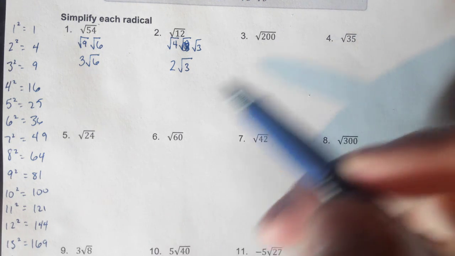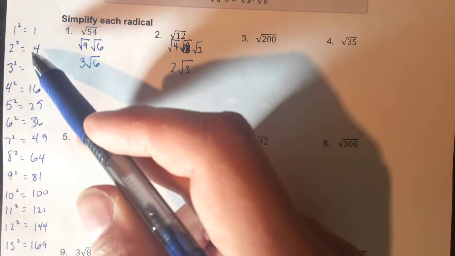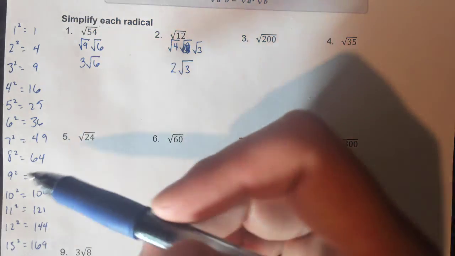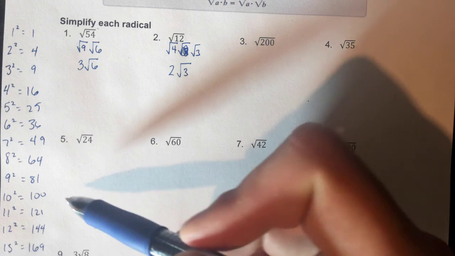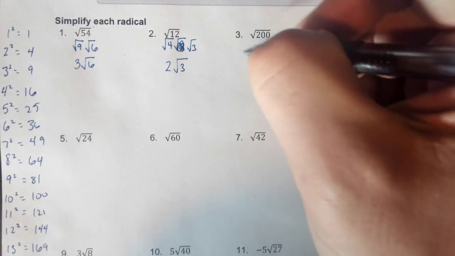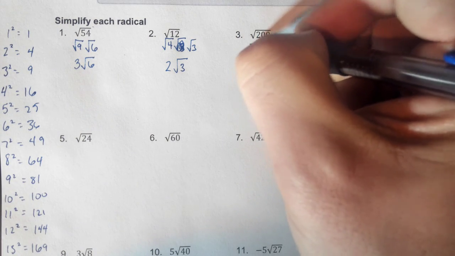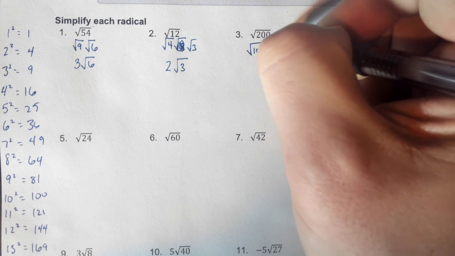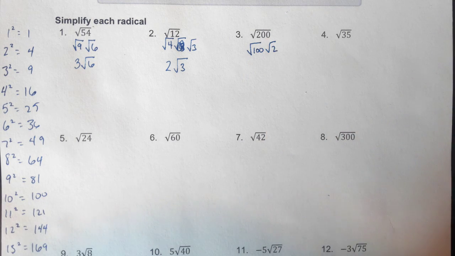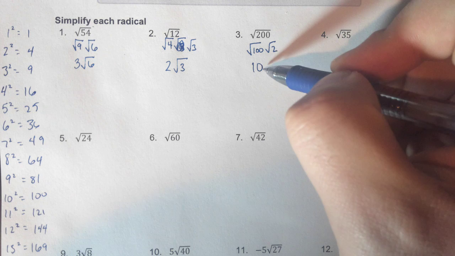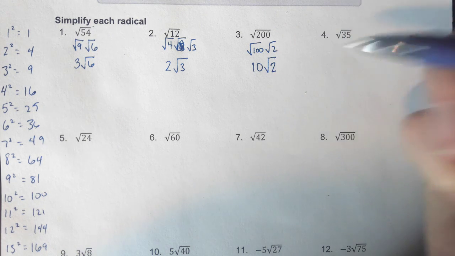200, again, very easy. There are multiple choices. You could choose 4, 25, but you always want to go with the biggest, and the biggest would be 100. 100 is the biggest that would divide 200. So that would be 100 times 2 is 200. The square root of 100 is 10, so it would be 10 square roots of 2.